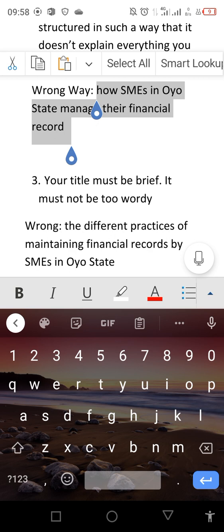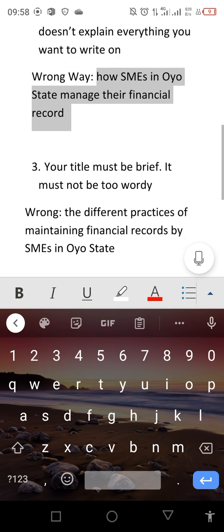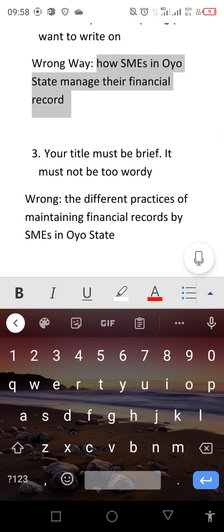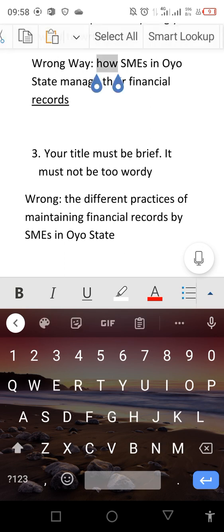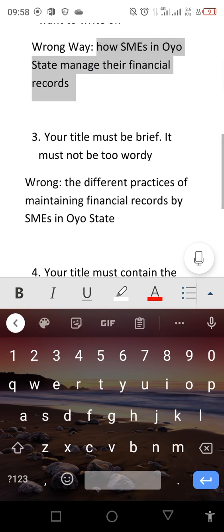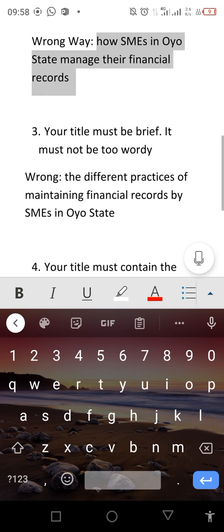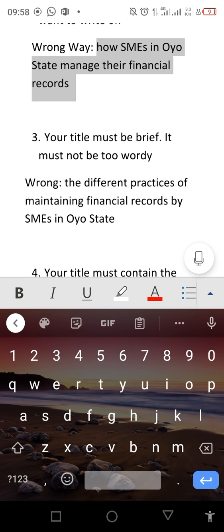So a wrong way for me to structure my research title, still using our first example on financial management practices of SMEs in Oyo State, is to write: how SMEs in Oyo State manage their financial records. You see, already, the first thing they will ask is, is this a topic? Then the next is, we already know what this article is all about.